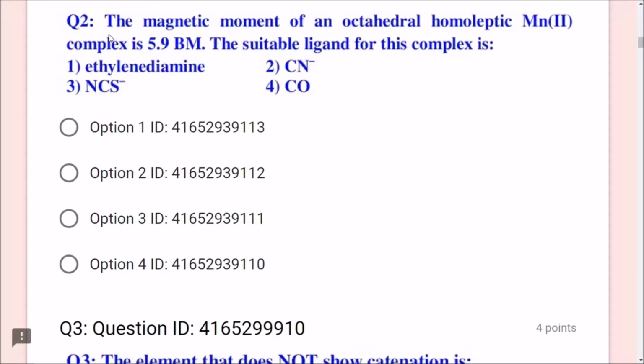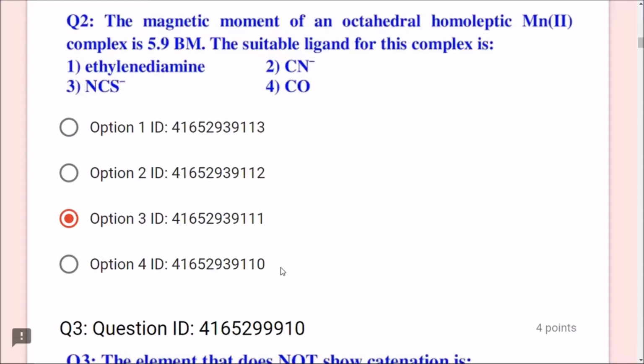Next, question number 2. The magnetic moment of an octahedral homoleptic manganese 2 complex is 5.9 Bohr magneton. The suitable ligand for this complex is ethylenediamine, cyanide, thiocyanate or carbonyl. Dear friends, thiocyanate is the correct option. How? To get 5.9 Bohr magneton, how many unpaired electrons are required? Yes friends, 5 unpaired electrons are required.